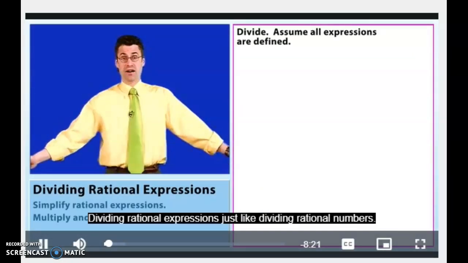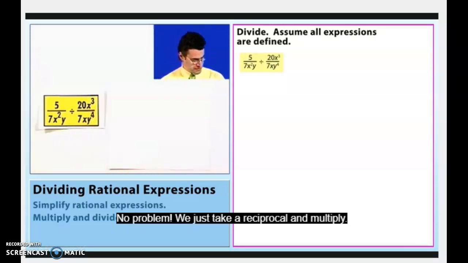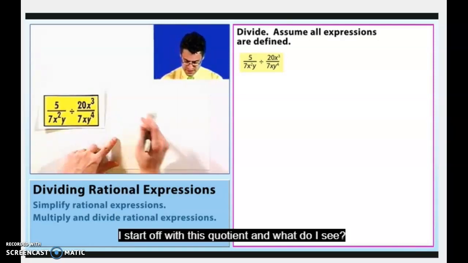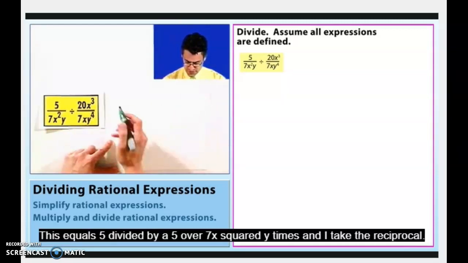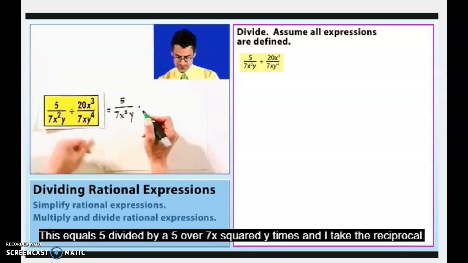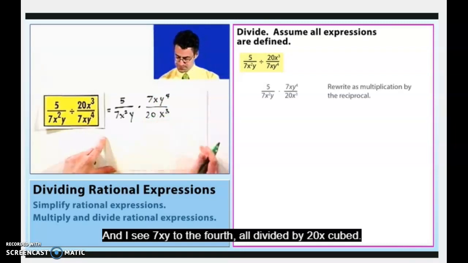Dividing rational expressions, just like dividing rational numbers, no problem. We just take a reciprocal and multiply. So let's check it out together. I start off with this quotient. And what do I see? This equals 5 over 7x squared y times, and I take the reciprocal, and I see 7x y to the 4th, all divided by 20x cubed.